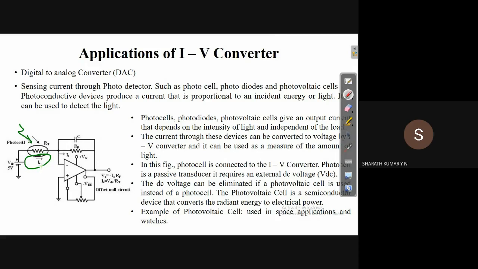To measure this current, of course, there are two methods. We can measure the current directly, or convert it into voltage and then measure the voltage. And this voltage is proportional to the current output of the photocell, for example. The photocells or photodiodes are sensitive to the light, or photovoltaic cells give.